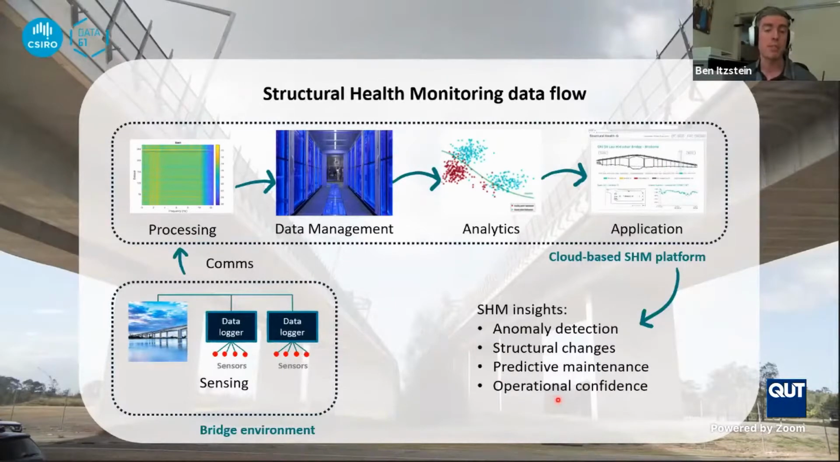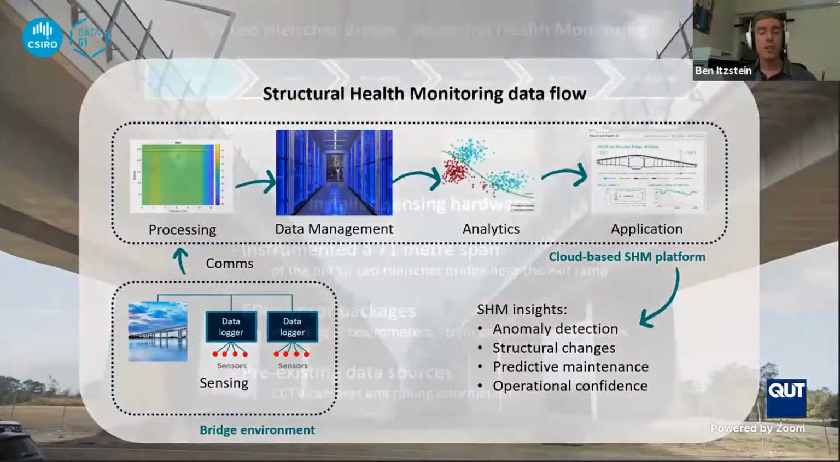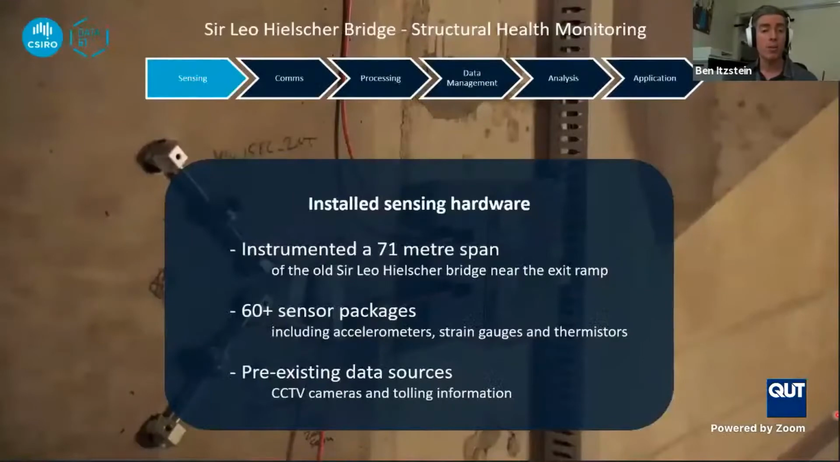And some of the different sorts of insights, which you would all be quite familiar with, are things like anomaly detection, structural changes, the opportunity to inform predictive maintenance, and have some confidence in your asset inspection accuracy. All right, so I'll go through the sensing through data management parts, and then I'll hand over to Khoa afterwards.